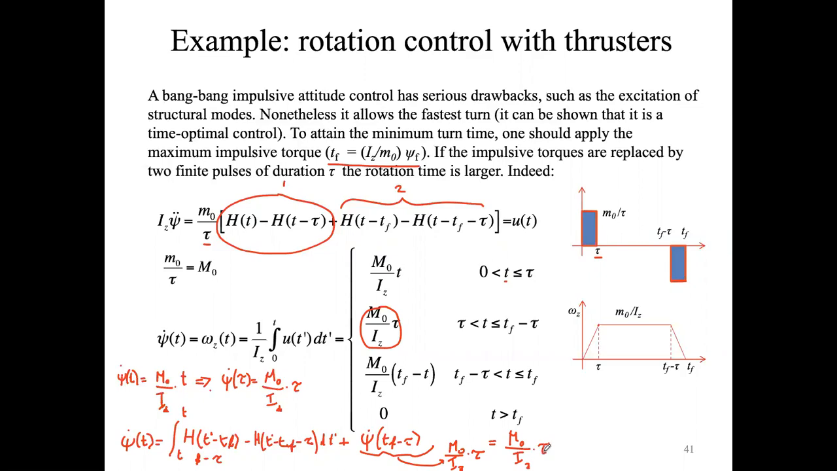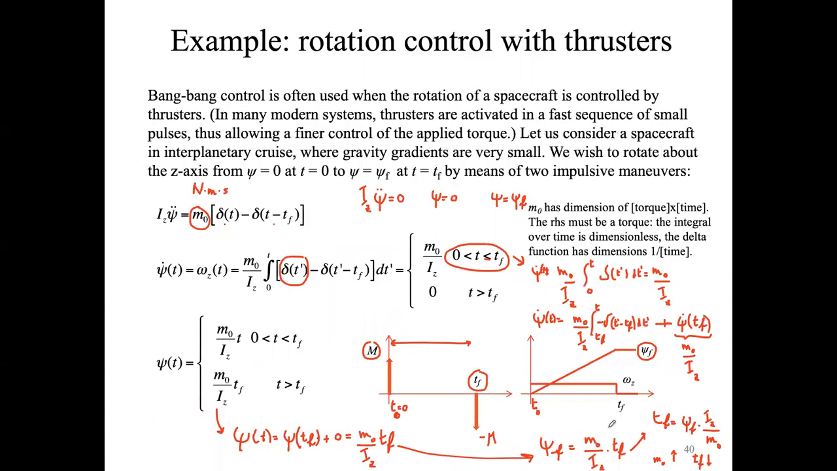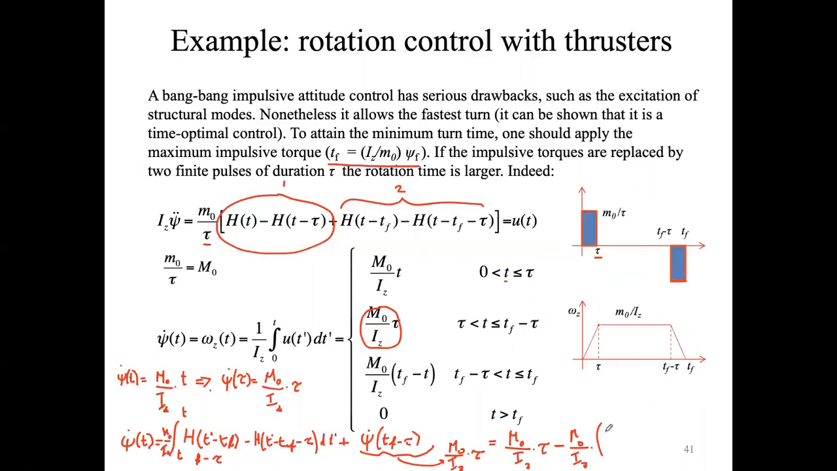And the integral of that equation is pretty straightforward, because since we know that this difference is negative, you can directly integrate m0. So here there is m0 divided by iz. Okay, so that will be minus m0 over iz, the moment of inertia along the y-axis, times t minus t final plus tau.